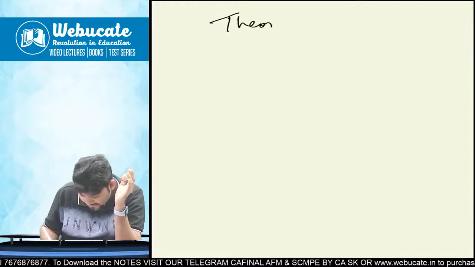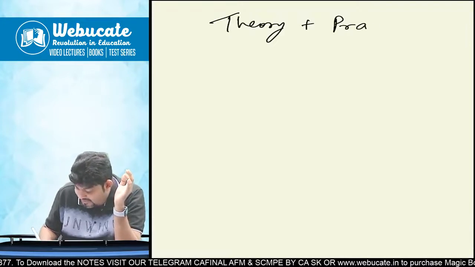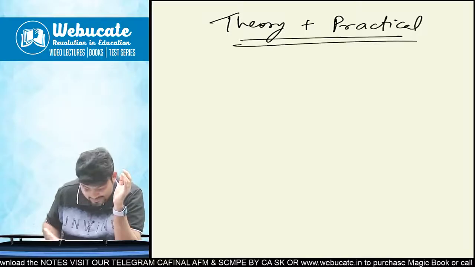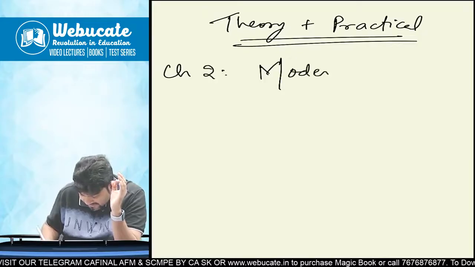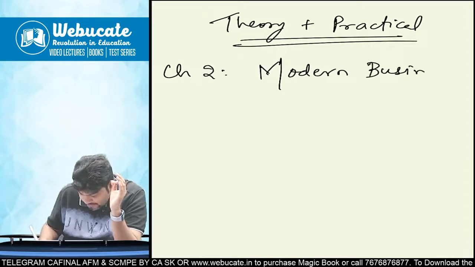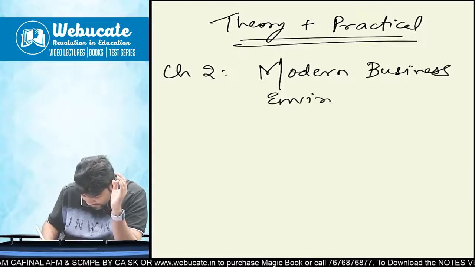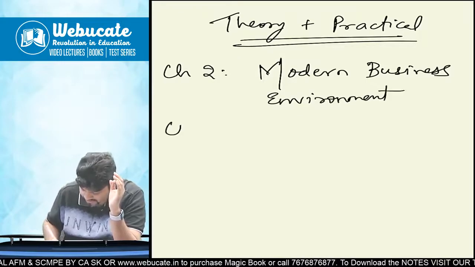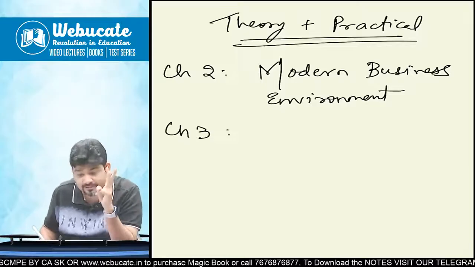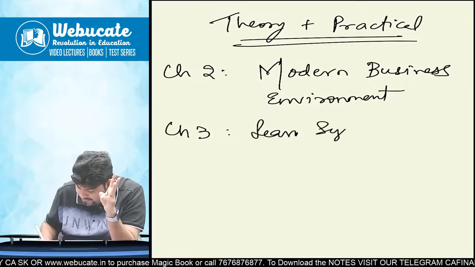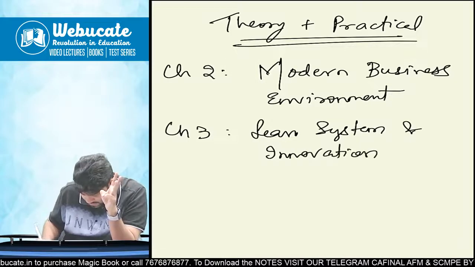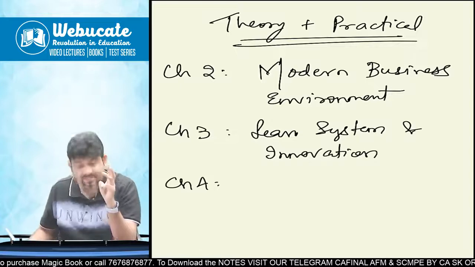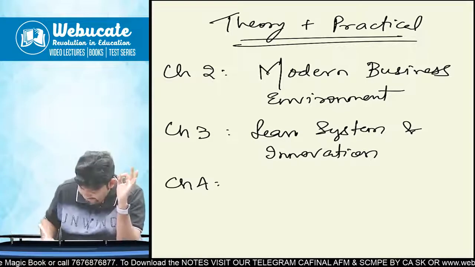And the last is theory plus practical. So all the remaining chapters which are left are going to fall in this category. What is it? It is chapter 2, modern business environment. See, in-depth analysis and understanding I will be giving to you when we reach the real chapter. So chapter 2 is there, chapter 3 is there, chapter 4 is there. What is chapter 3? It is lean system and innovation. Then we have chapter 4, and that is specialist cost management techniques.